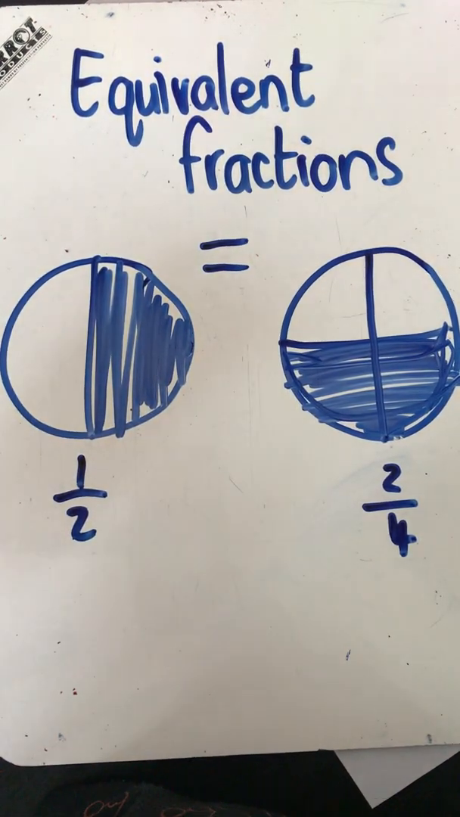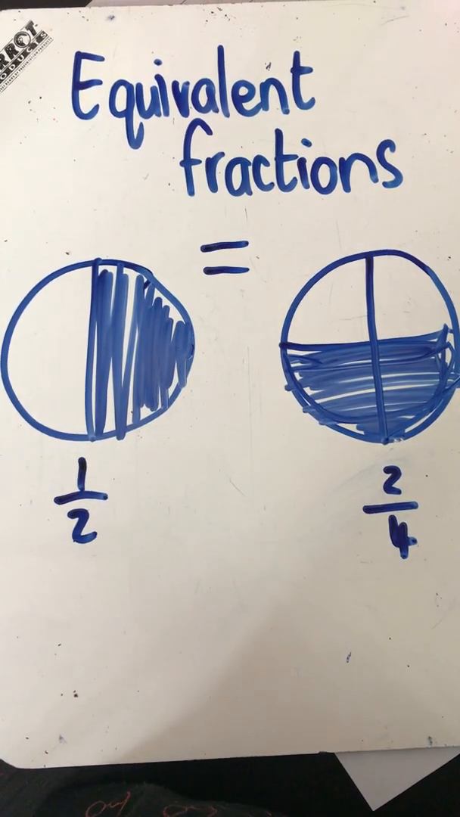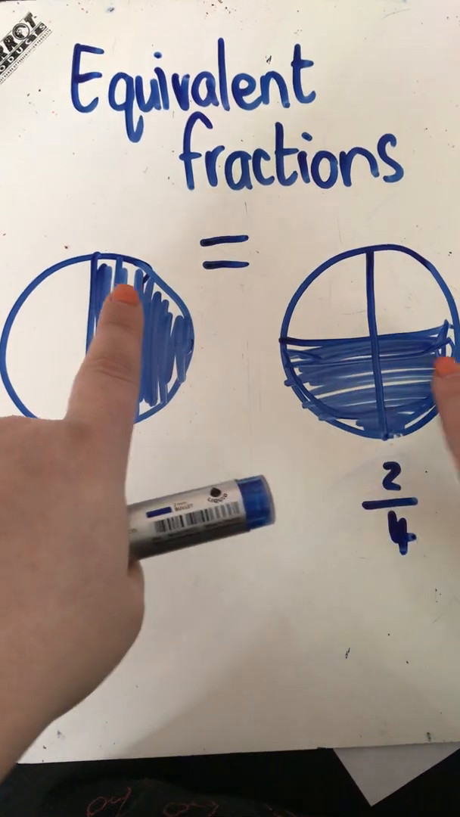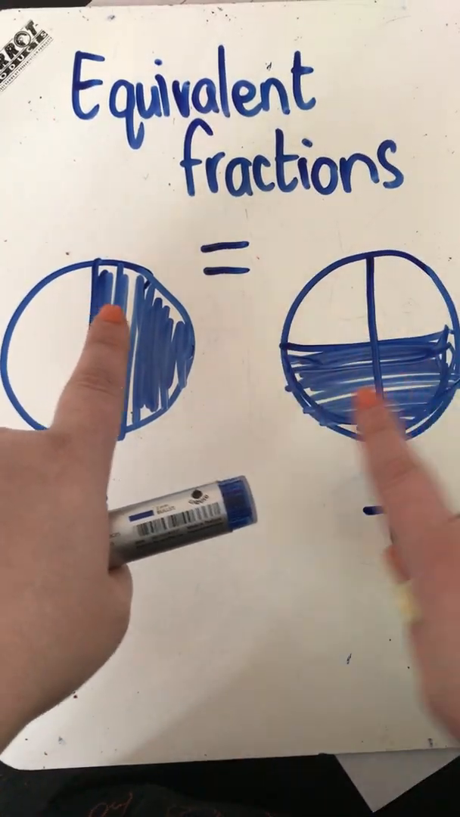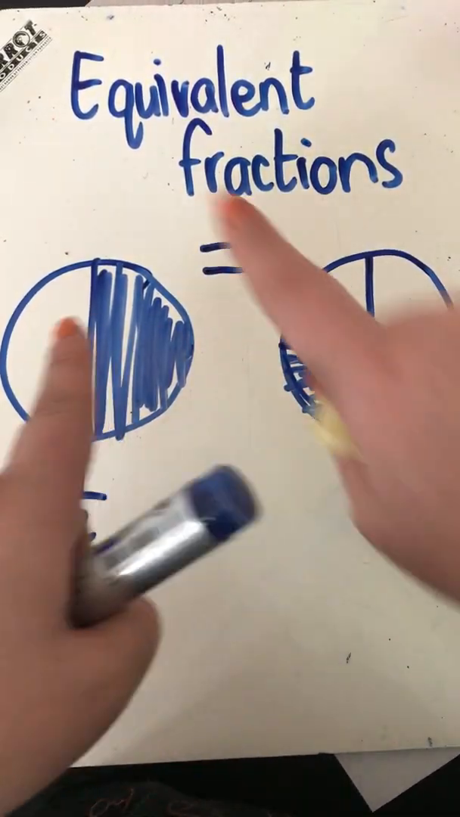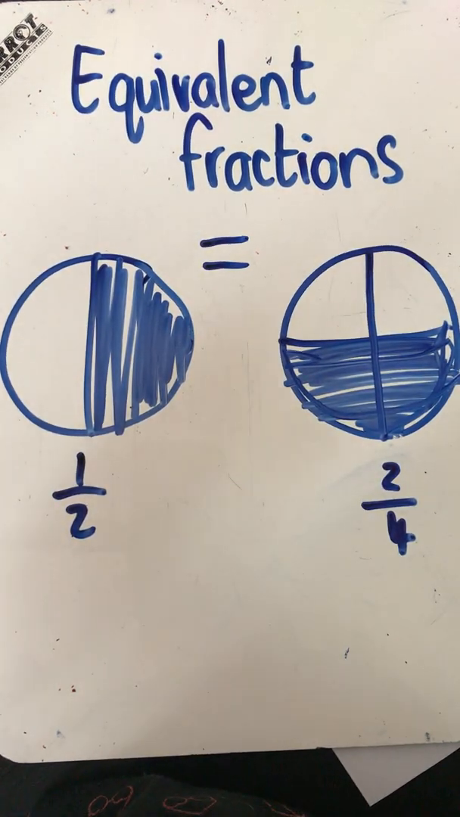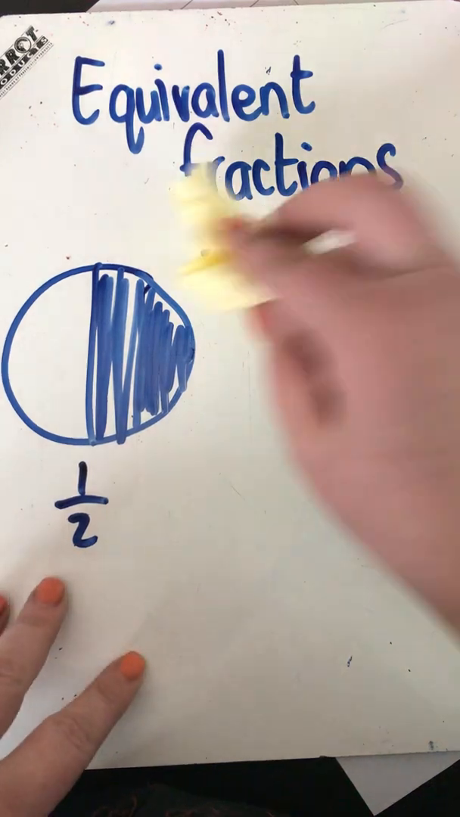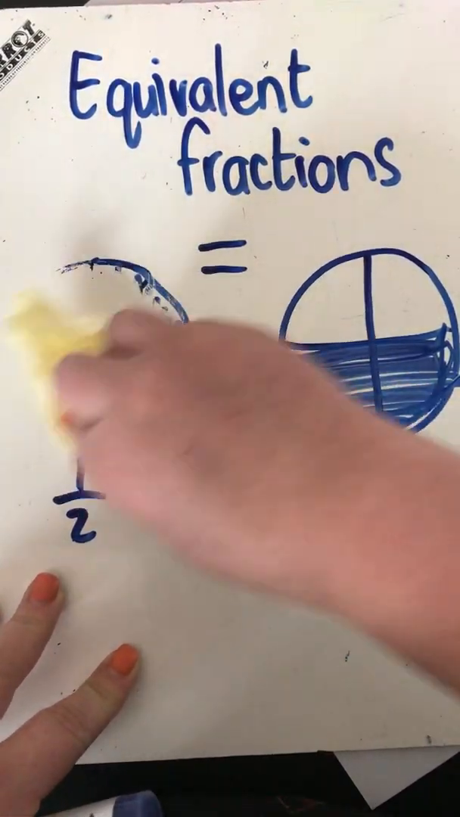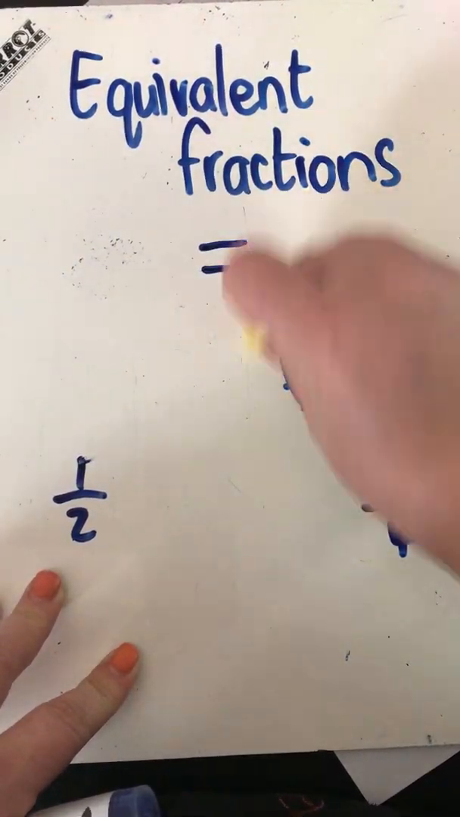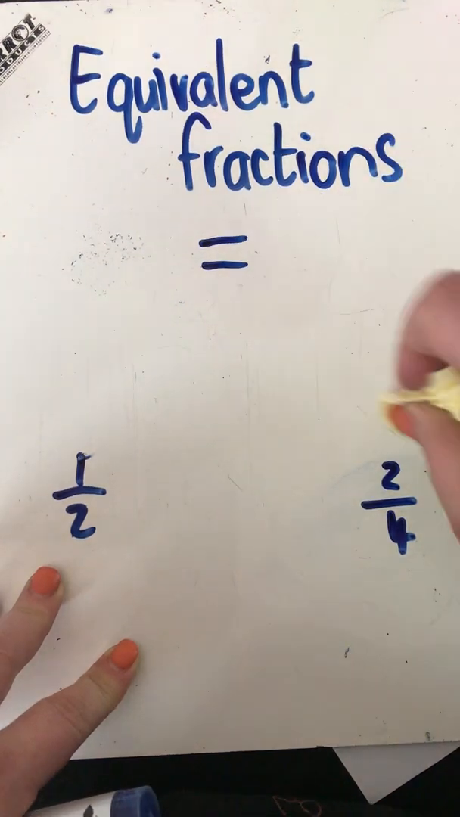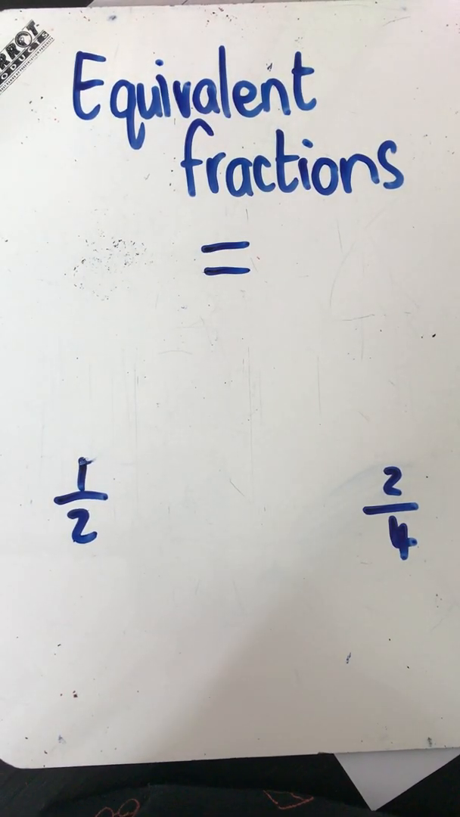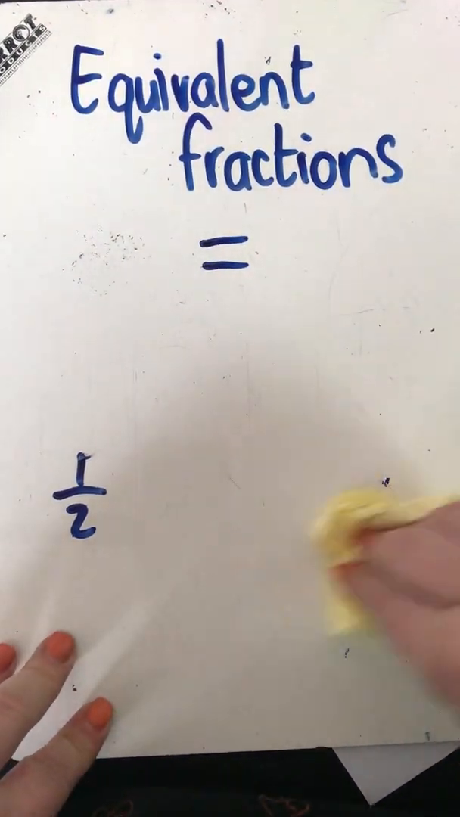I told the kids in class as well, squint your eyes, okay? And if you squint your eyes and you look only at the dark parts, even though this one isn't sitting here or whatever, you can still see that they are the same size even when you squint your eyes. So yes, these two are equivalent fractions. And even if we were to take away the picture, these two would still be equivalent fractions. Okay.